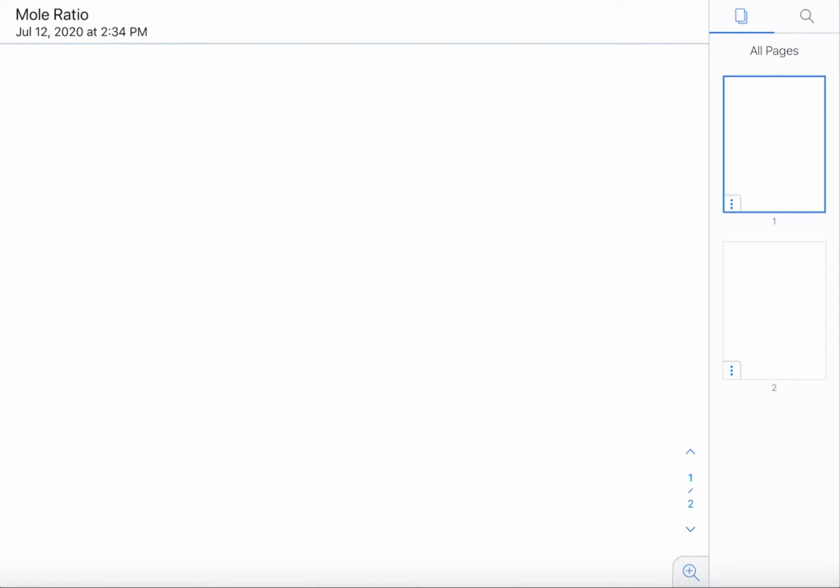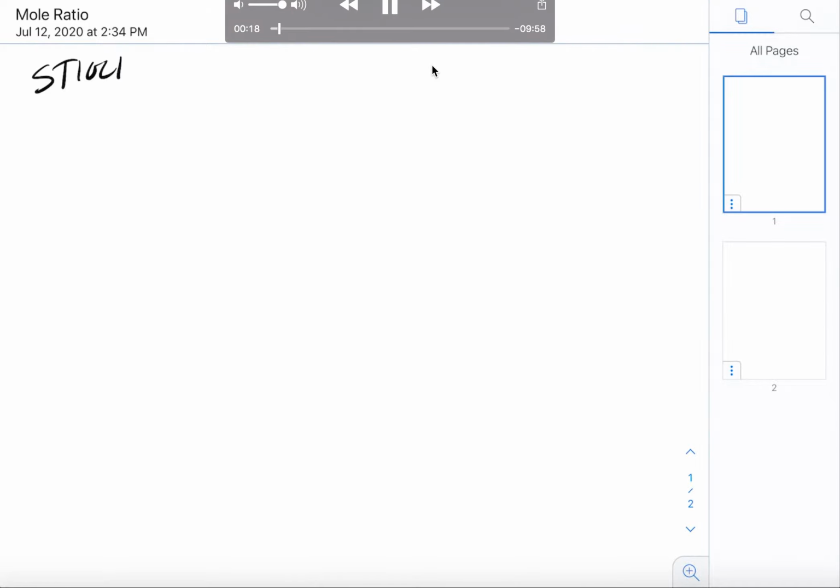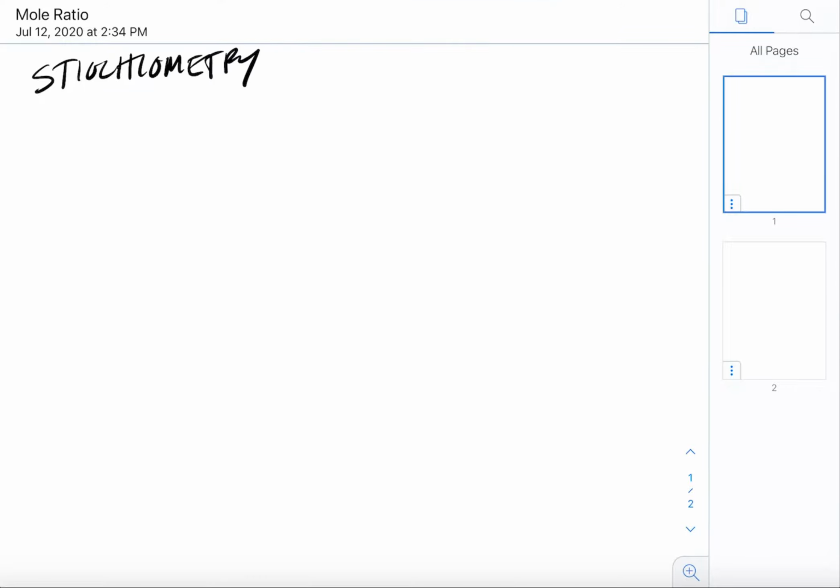So, today we are going to be talking about the mole ratio. We talked about last time how we use balanced chemical equations for stoichiometry. The difference between stoichiometry and just any type of dimensional analysis is that stoichiometry is going to use a balanced chemical equation.